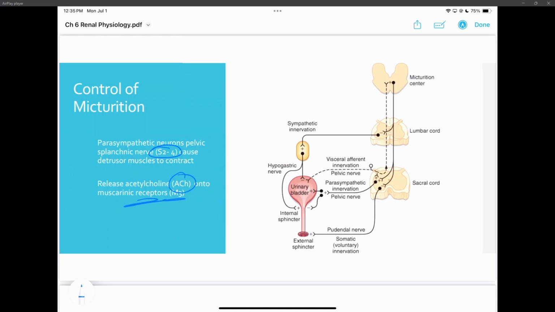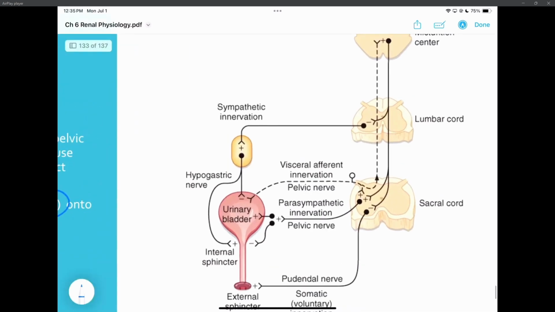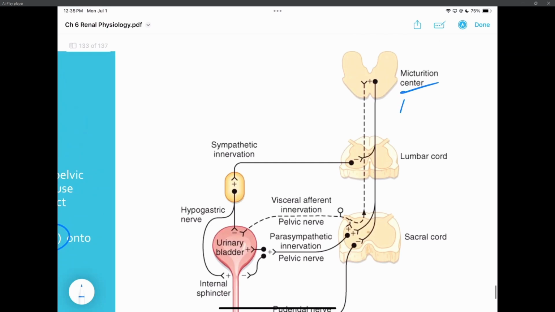So let's look at this picture now. We have our micturition center in the pons.